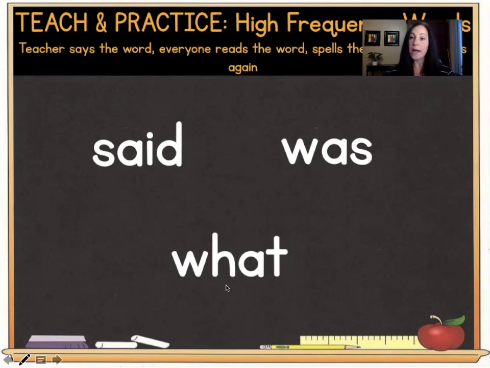This word is what. What is this word? What? Spell the word. W-H-A-T, what. Great job. Now let's read them quickly. Repeat after me. Said, was, what. Great job practicing those sight words.